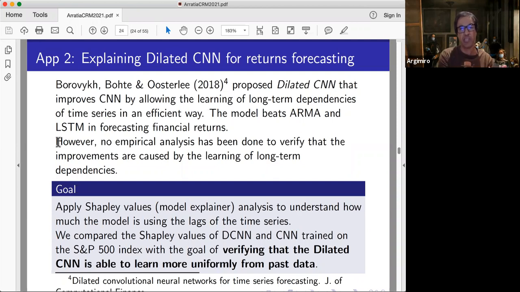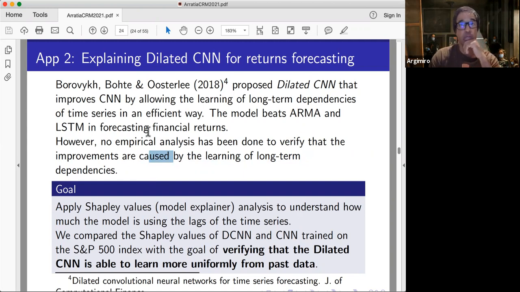But nothing is said about whether the dilated convolutional neural network is actually using the lags of the series, and in which way it is using the lags of the series, in order to make its predictions, since that was actually the whole point of this model, no? It's supposed to learn better the long-term dependencies within the model.